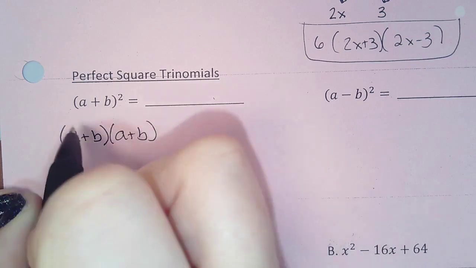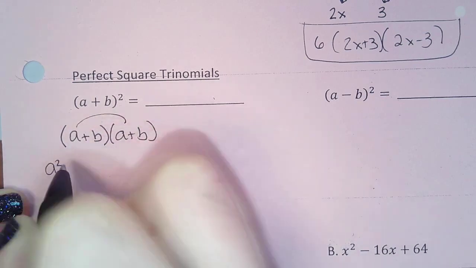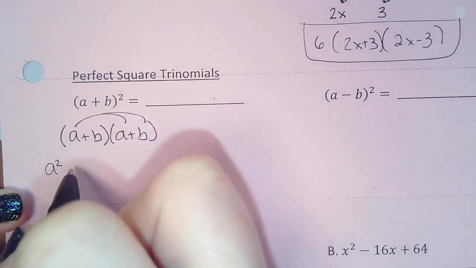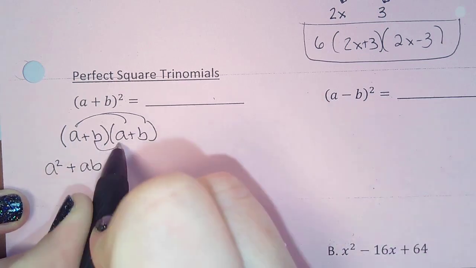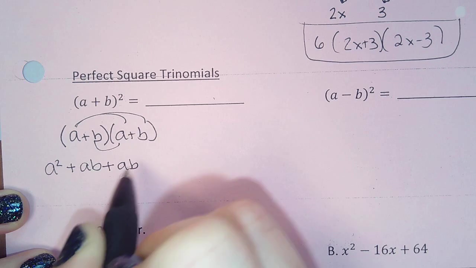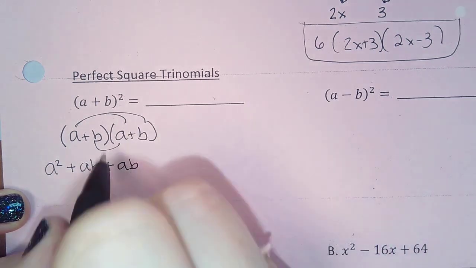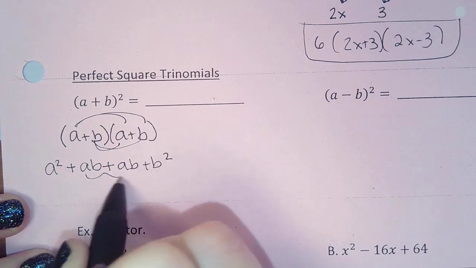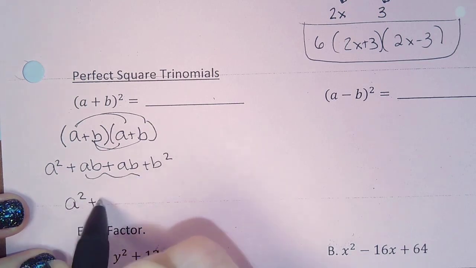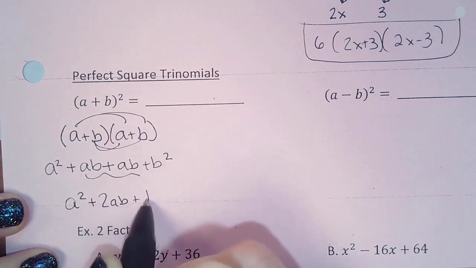So if I distributed a times a, a squared. A times b is ab. They're not like terms, so we just set them next to each other. B times a, ab again. I just put them in alphabetical order. B times b is b squared. If I combine these terms in the middle, I would have a squared plus 2ab plus b squared.